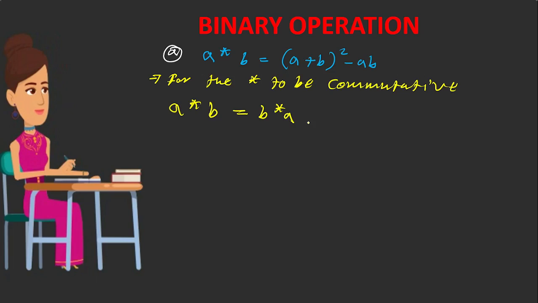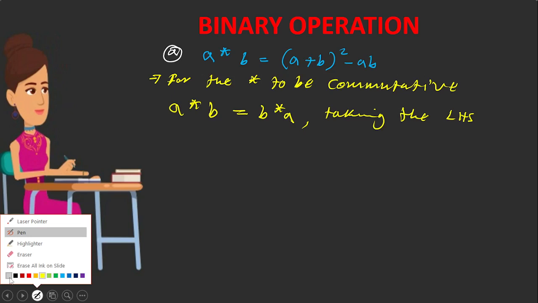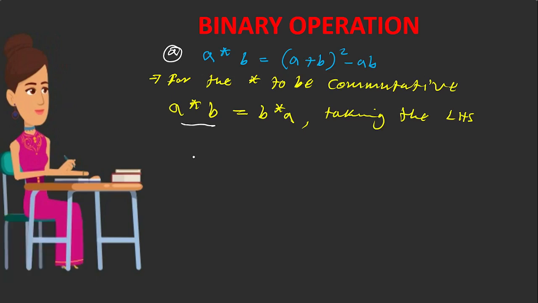You can't solve both sides, so you're going to take one side. Taking the left hand side, let's quickly get the left hand side and see what it's going to give us. The left hand side is A star B, which is A plus B squared minus AB. Our next task is just to expand that particular part.